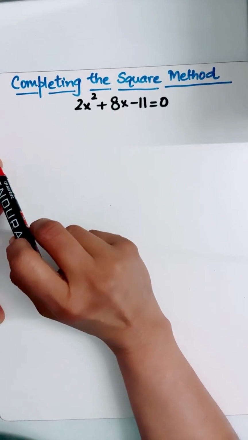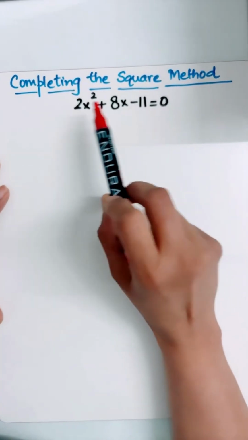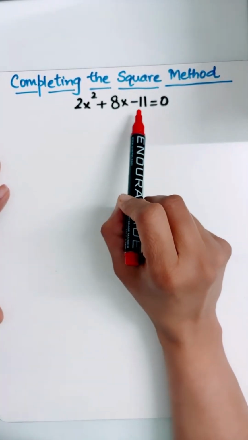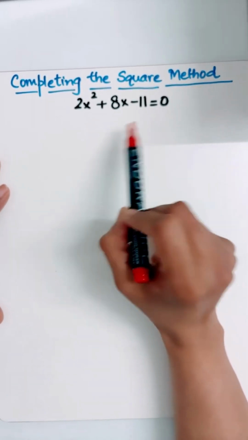Thank you for an amazing response to my previous video where I found the roots of a quadratic equation using the completing the square method. One of my viewers asked me that if the constant term is negative 11, then what would the roots of this type of equation be?